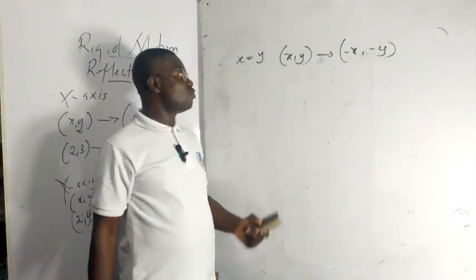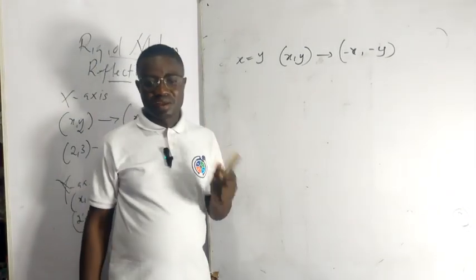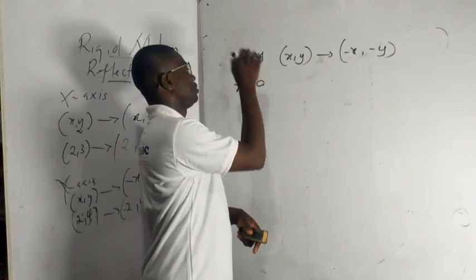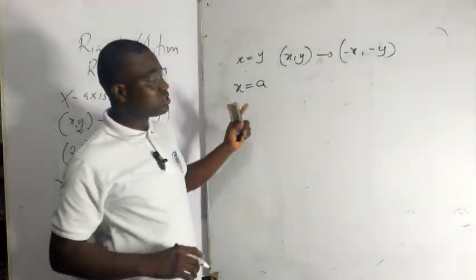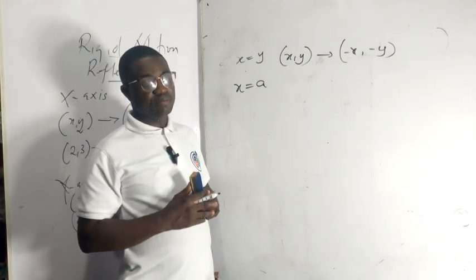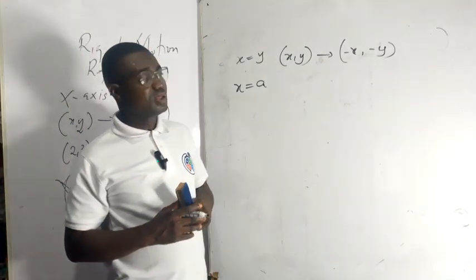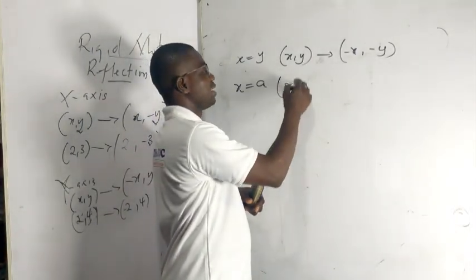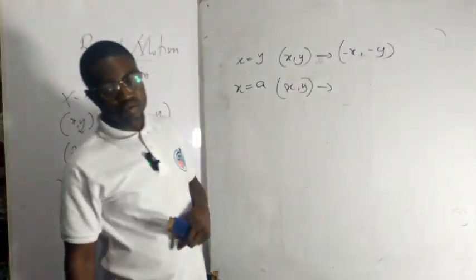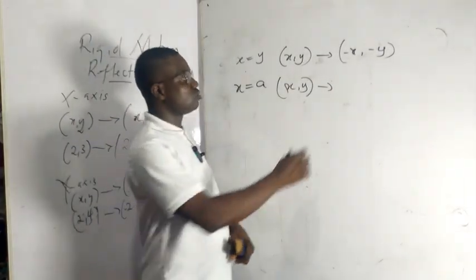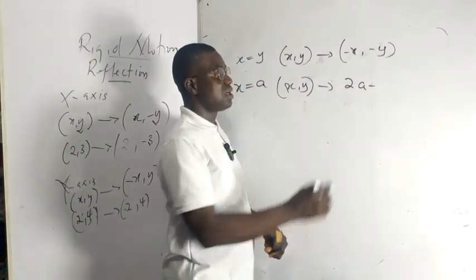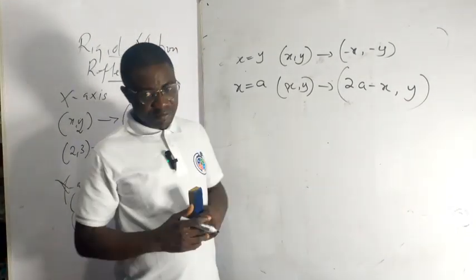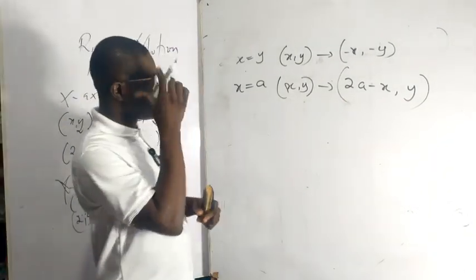Okay, so here if you are asked to reflect it on a different line, let's say x is equal to a. Most of the time students are able to realize this. Now to reflect on x is equal to a, you are going to apply a particular formula. Let's assume this is x comma y, and we want to reflect that on x is equal to a. You are going to have 2a minus x comma y. So this is the formula for reflecting on x is equal to a.